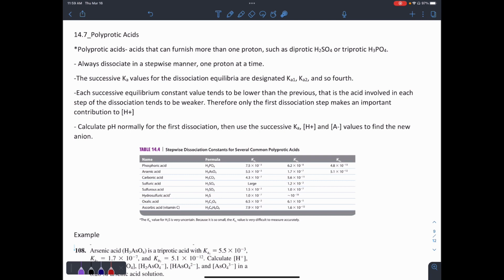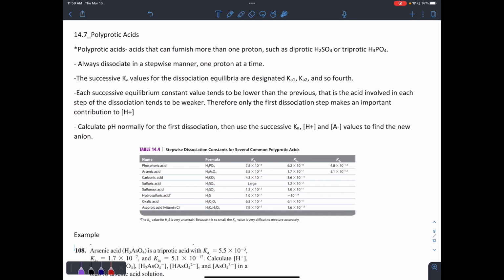One thing I want you to notice about these is that the Ka values for the first hydrogen are relatively large: e-3, e-7, e-2. Then they get smaller: e-8, e-7, e-11, and even smaller: e-13, e-12. So what does that tell us? A large Ka value means that it favors products. The equilibrium lies to the right of the arrow. This is likely going to happen.